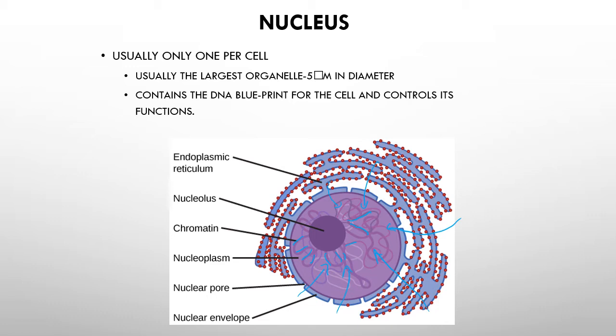And we see that it is also connected to our rough endoplasmic reticulum. So it is, in a sense, continuous with that rough endoplasmic reticulum, and it's going to allow for it to move substances in and out in terms of our RNA. The nuclear envelope itself is pored, so it does have pores on it.